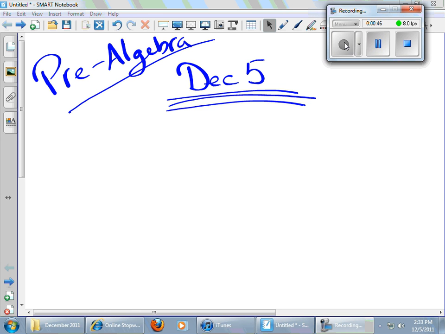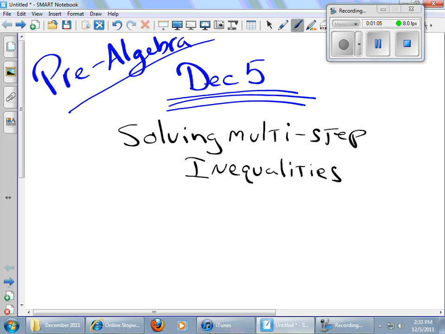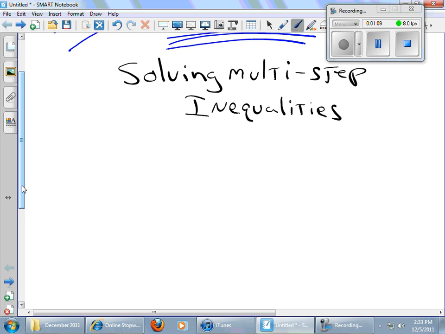Okay, so today we are talking about solving multi-step inequalities. Easy stuff, guys. A little bit long, but not difficult. We'll look at three main types of examples. There are more types than that, but some of them you should already know how to do.